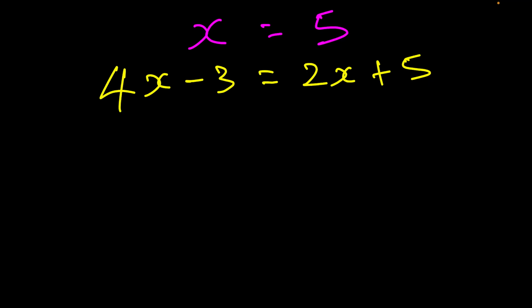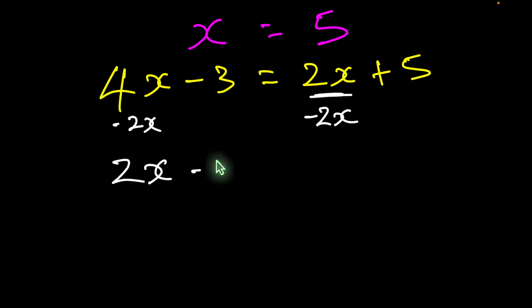So what you would do, if you haven't paused the video and tried it yet, is simply subtract from both sides the lowest value of x. In this instance, it's 2x. If we take 2x from both sides, then on the left side we have 4x minus 2x, which leaves us with just 2x minus 3, and 2x minus 2x on the right side will leave us with 0. So that just leaves us with 5 over here.